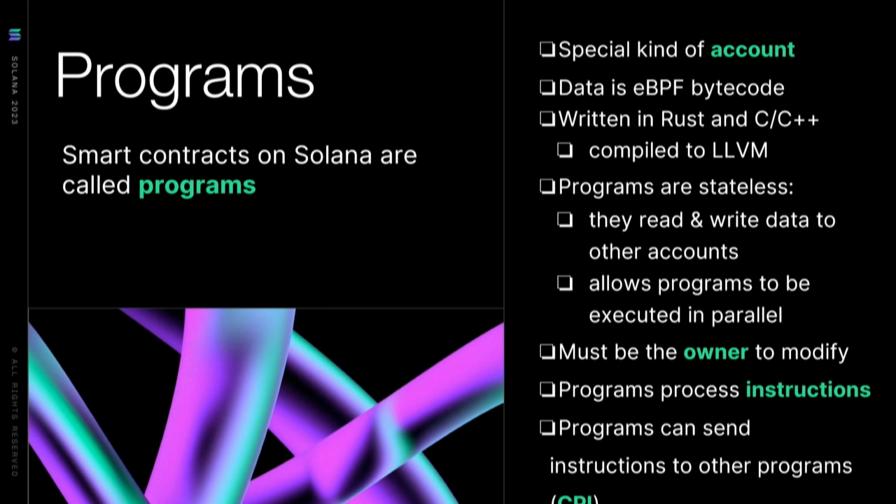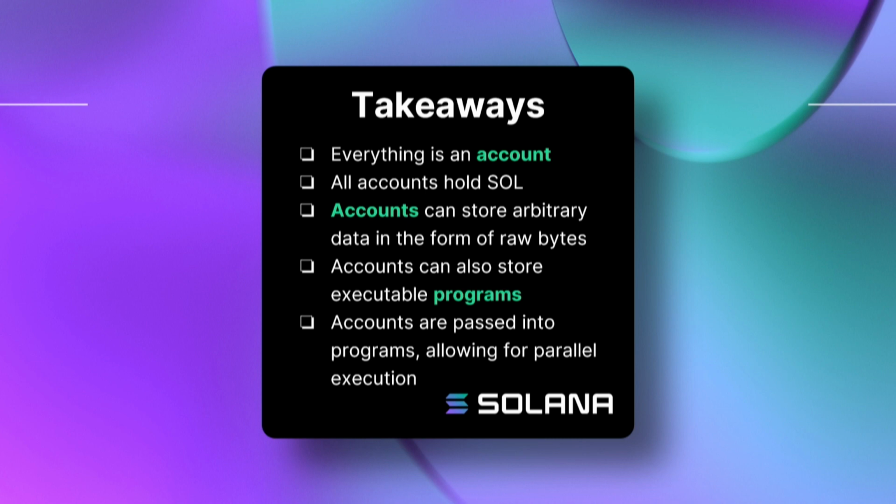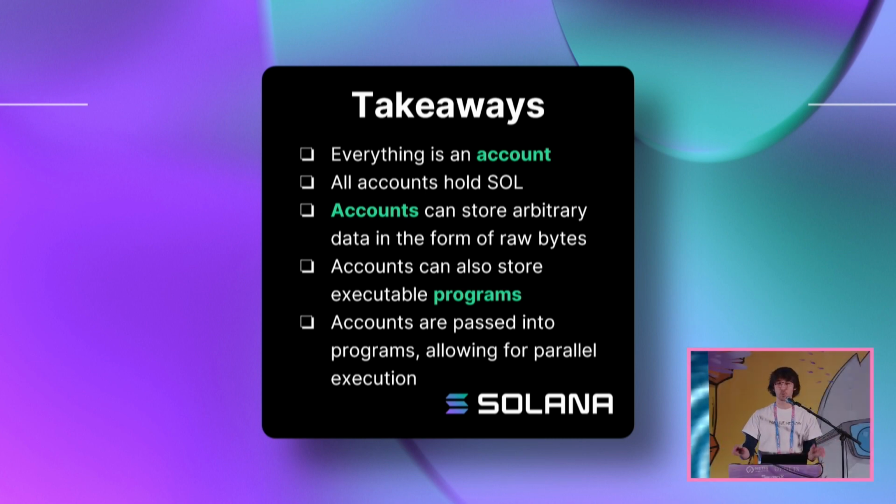which is cross-program invocation. So from this, we talked about two very large concepts of Solana very quickly. Number one is that everything is an account on Solana, from the user side to the actual data storage side to the program or smart contract side. Everything is an account. All accounts hold SOL, usually programmatically denominated in Lamports. Accounts can hold arbitrary data in the form of bytes, so this can be anything, usually working hand in hand with some sort of program to dictate what this data is and how it changes. Accounts can also store executable programs, so contracts basically written in Rust. And accounts are passed into programs, allowing for parallel execution.